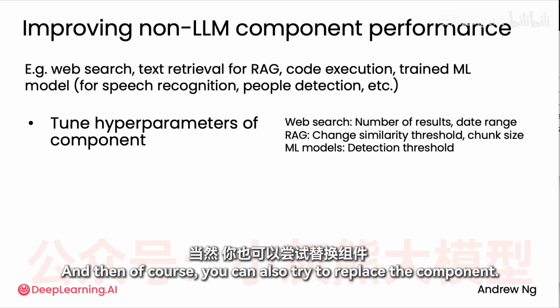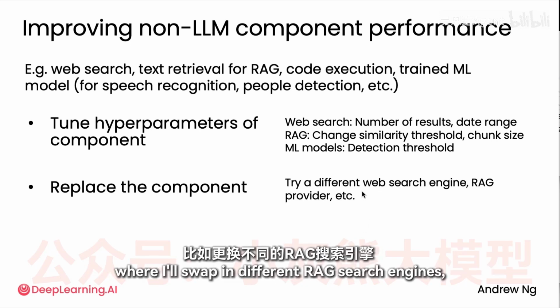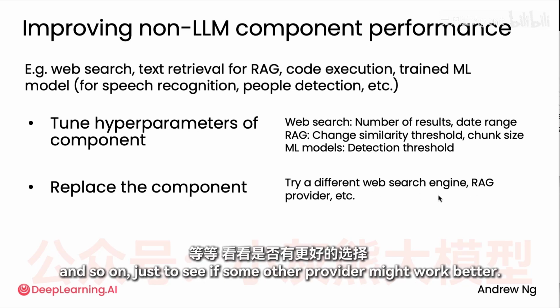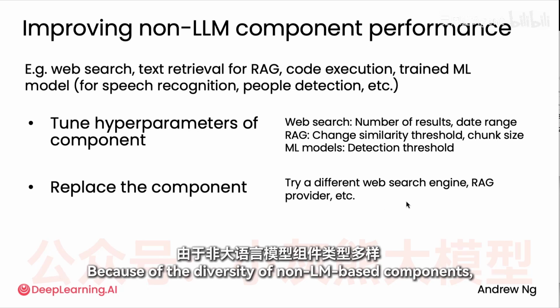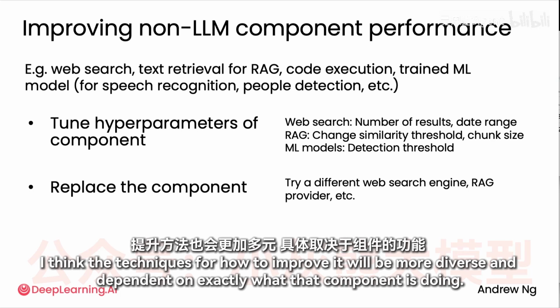And then of course, you can also try to replace the component. I do this a lot in my agentic workflows where I'll swap in different RAG search engines or swap in different RAG providers and so on, just to see if some other provider might work better. Because of the diversity of non-LLM based components, I think the techniques for how to improve it will be more diverse and dependent on exactly what that component is doing.